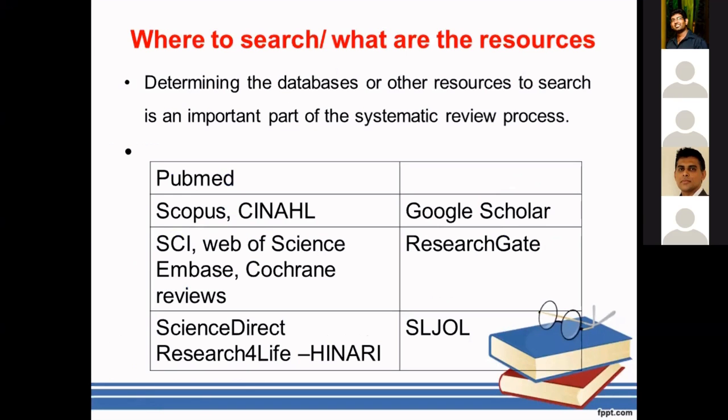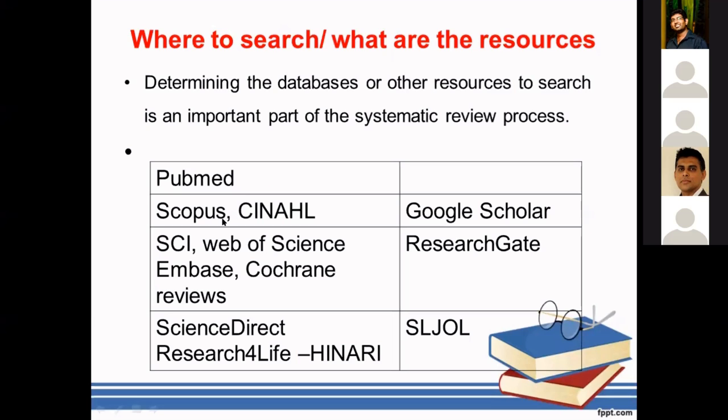So where to search, or what are the sources? You can't limit your search to one database or two. You have to select the relevant databases for your systematic review. For a start, you can use Google Scholar and even ResearchGate. To get Sri Lankan journal articles, you can use Sri Lankan Journals Online. And for clinical things, PubMed.